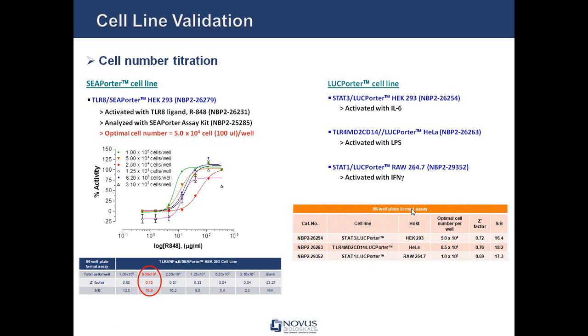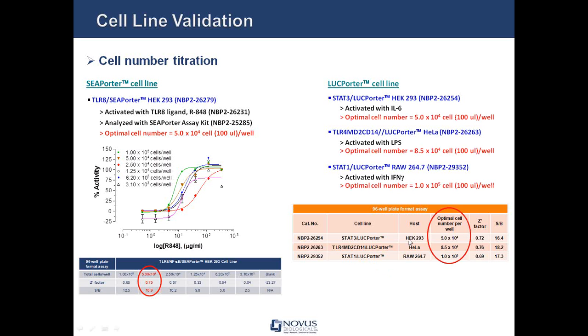And same thing, we did many different cell number titrations, and we calculated Z factor and S2B, and then we found out that the optimal cell number is 50,000 per well for HEK cell based, 85,000 per well for HeLa cell based, and 100,000 per well for RAW cell based.